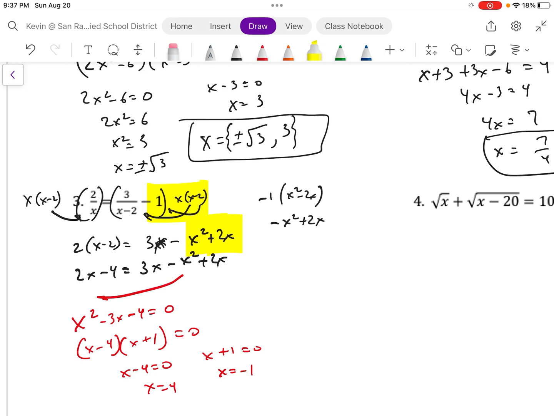Right, and we want to make sure. Let me erase all of this so I can see. If I put 4 into here and here, I'm okay. If I put -1 into here, I'm okay. So my answer, x is -1, 4.